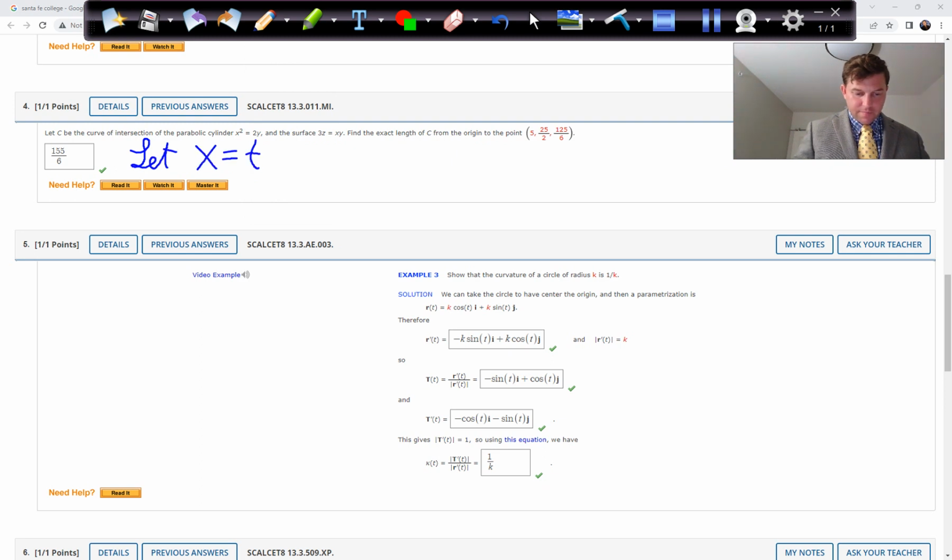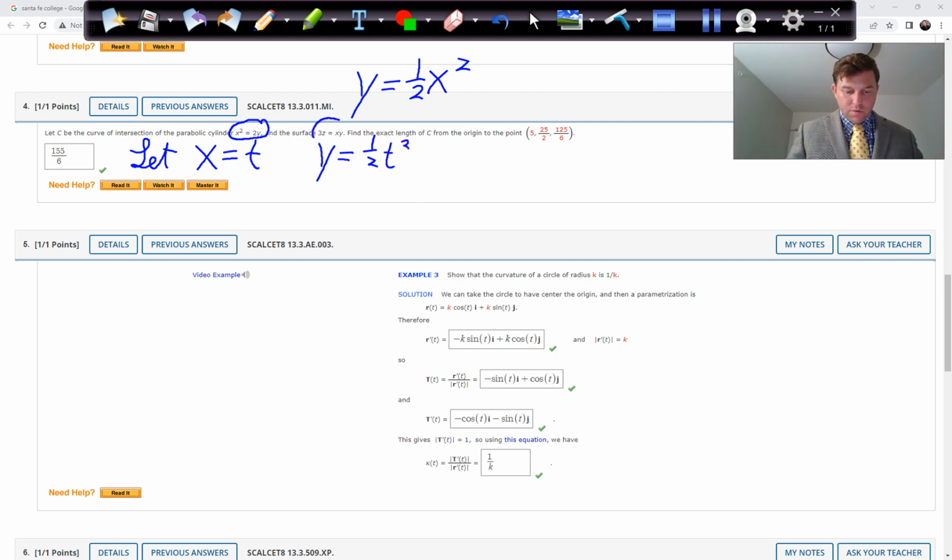x equal t. So let's just let x equal the parameter t. Then from this equation here, solving for y, y would be 1/2 x squared. So get rid of that 2 in front of the y by multiplying by 1/2. But x is really t, so y is 1/2 t squared.